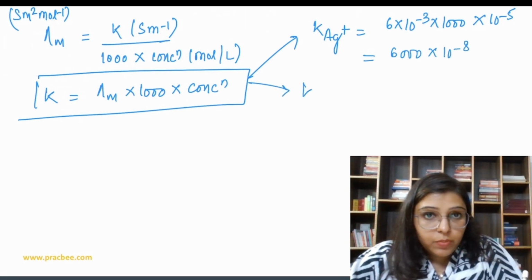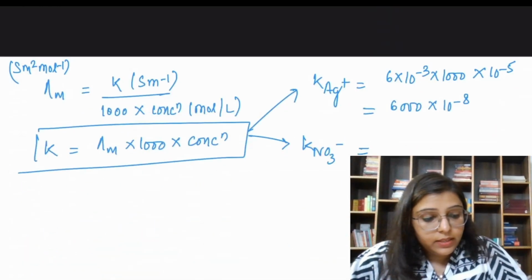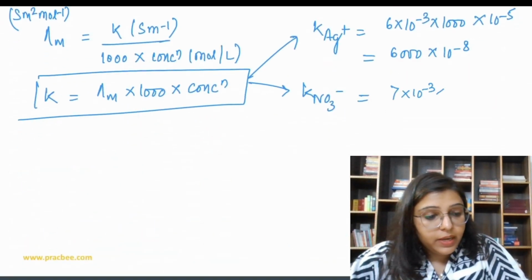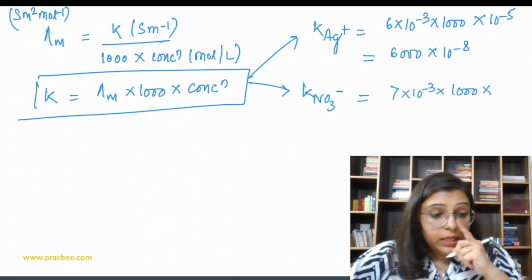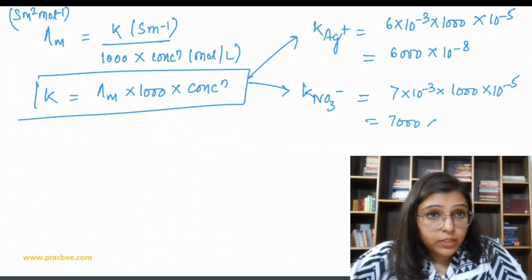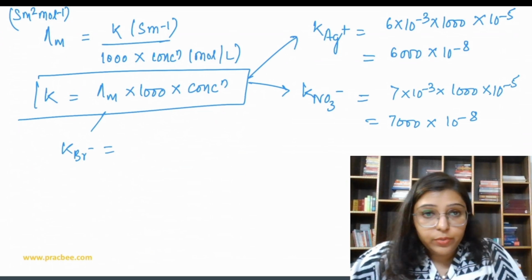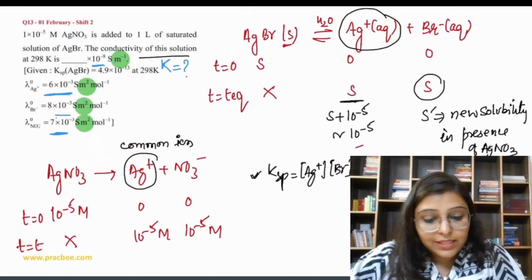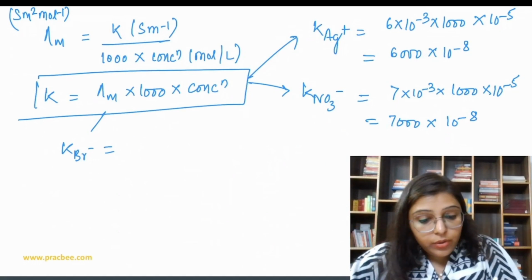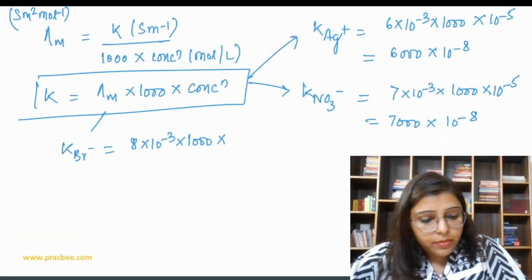Now by using this formula, we can find out kappa of NO3 minus, which is equal to lambda of NO3 minus, 7 into 10 to the power minus 3, into 1000 into 10 to the power minus 5. Which is equal to 7000 into 10 to the power minus 8. Now kappa of Br minus is equal to lambda of Br minus. Lambda of Br minus is 8 into 10 to the power minus 3. So it is 8 into 10 to the power minus 3 into 1000, and concentration is 4.9 into 10 to the power minus 8.